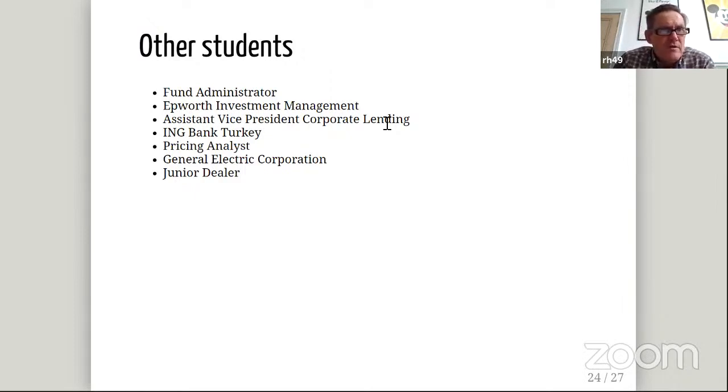Outside of that, there's a range of activities that students have gone on to do after they've finished the program. We've got people who have been a fund administrator. We've got someone working for Epworth Investment Management. We've got assistant vice president, corporate lending. We've got someone working for ING Bank in Turkey, a price analyst, someone working for GEC, and also junior dealers, and a whole range of other activities.